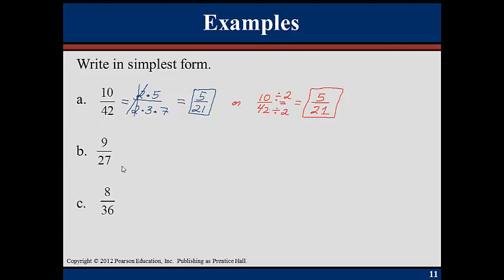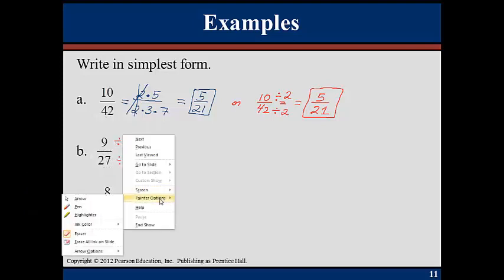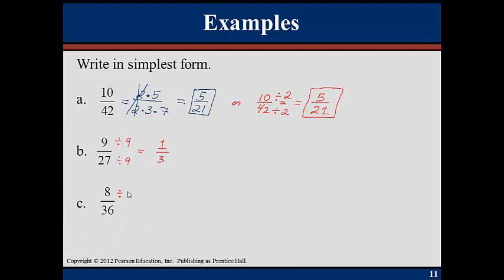And then for B, we have 9 over 27. 9 divides into both. So we have 1 over 3. And then for C, we have 8 divided by 36. Divide both by 4. So 8 divided by 4 is 2, and 36 divided by 4 is 9.